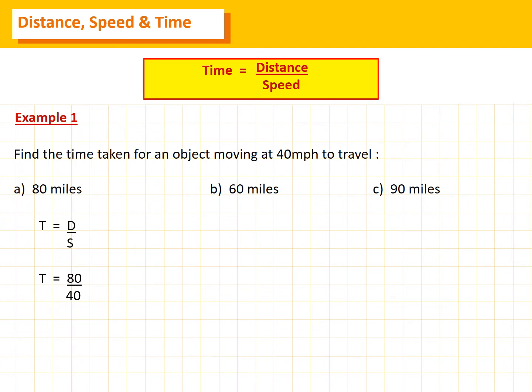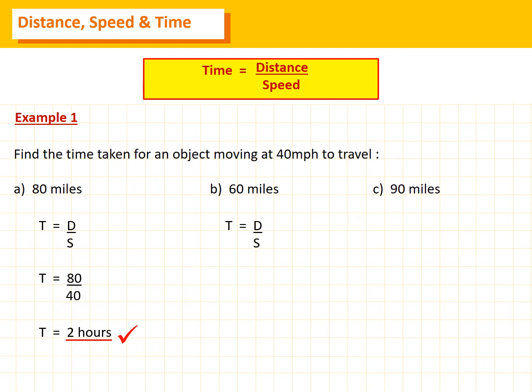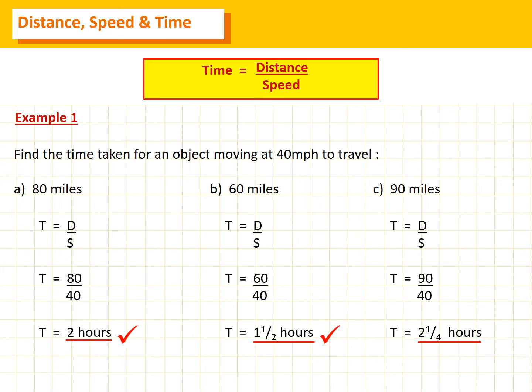That's 80 divided by 40, and that's 2 hours. It's hours because our units of speed are given in miles per hour, and it's the units of speed that will determine the units of time. In the second example, time is distance divided by speed. 60 divided by 40, 1.5 hours. And in part C, 90 divided by 40, that's 2.25 hours.